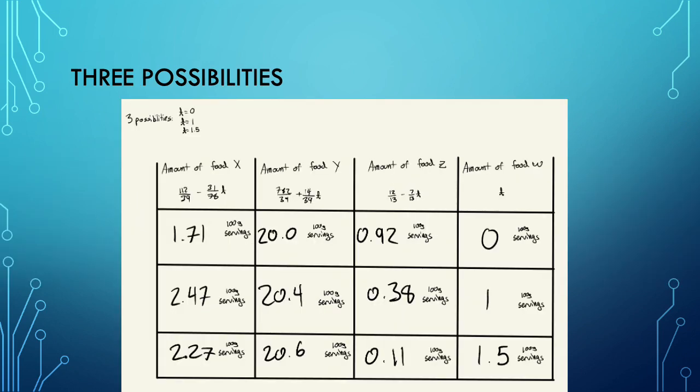Now, finally, you can see with the three possibilities being T equals 0, T equals 1, and T equals 1.5, here are the different things you can get.